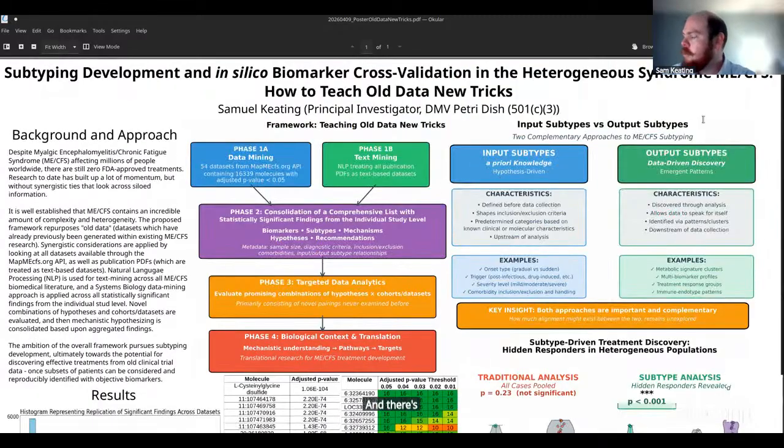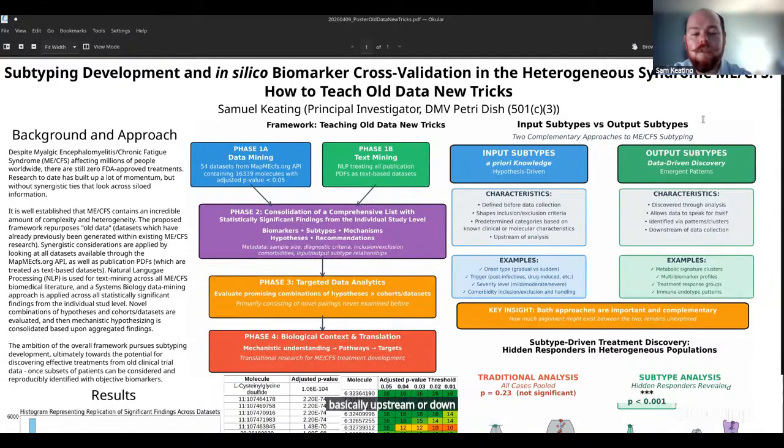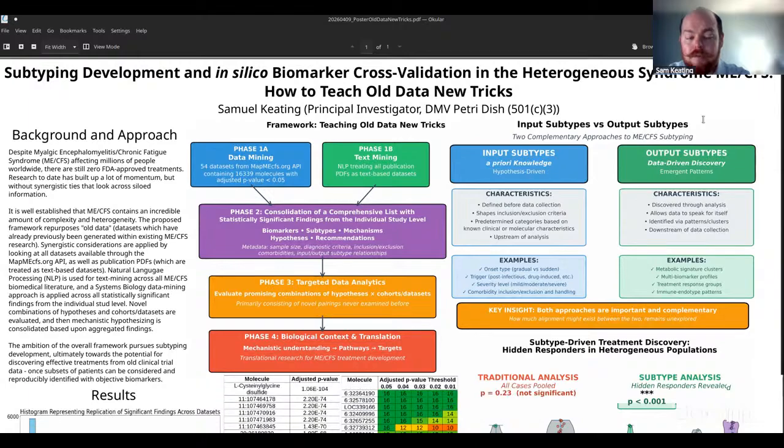There are a couple of important distinctions in the top right here, between input subtypes versus output subtypes, basically upstream or downstream of an individual data analysis. How much are you constricting your study's scope as a scientist by trying to stack the deck, whether knowingly, intentionally or not? Many scientists are stacking the deck, trying to make sure they have the best chance of success to measure what they set out to look for, and to validate that what they want to measure will be possible to succeed at and get that statistically significant p-value. But how close to reality, how representative is that?